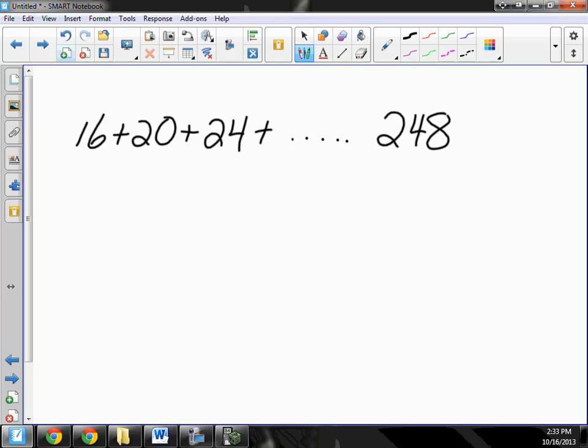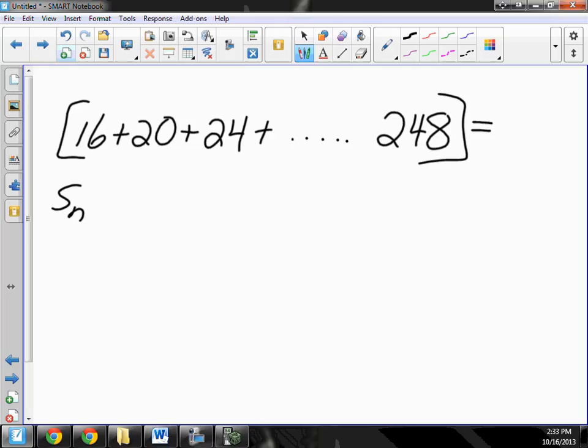So this says I have a sequence. The sequence is 16, 20, 24, and on. What type of sequence is it? It's linear, which means it's arithmetic. And I want to know if I add up everything from 16 up to 248, what is that going to equal? So first I need to figure out arithmetic. Then I know which formula to use.